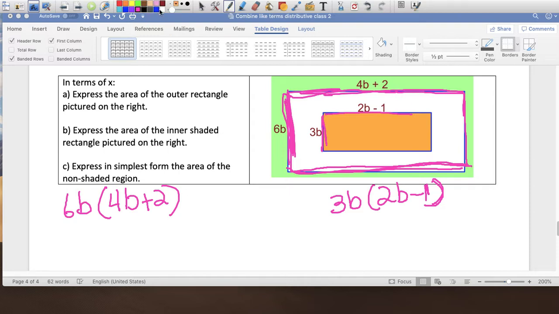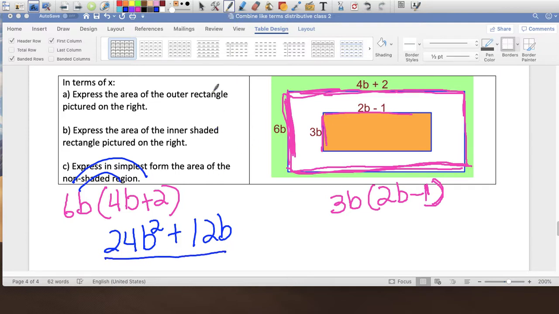Now, let's simplify this a little bit. Let's use the distributive property. So positive times a positive is 24. B times b is b squared. Right, that's these two. And then these two, 6b times 2. So first of all, it's positive because they're both positive. 6 times 2 is 12, 12b. So the area of the white rectangle, so imagine the small rectangle is not even there, will be 24b squared plus 12b. Okay, it's expressed obviously like that because we don't have the value of b. So once I tell you what b is, then we can actually substitute and find out the actual numerical value. But right now it's expressed in this way.